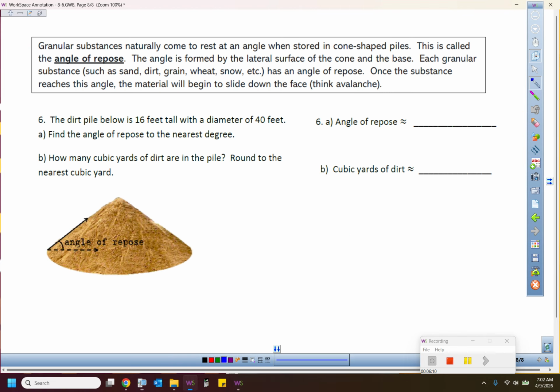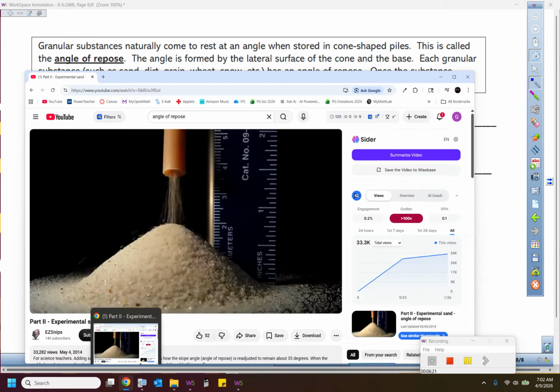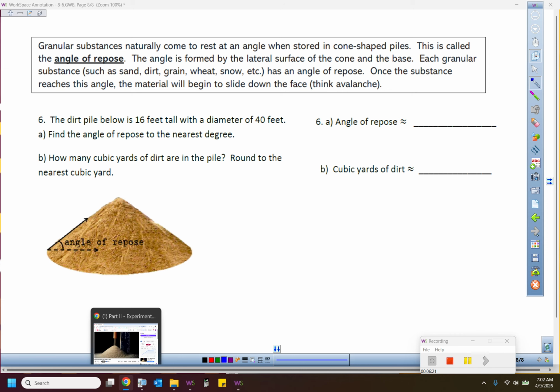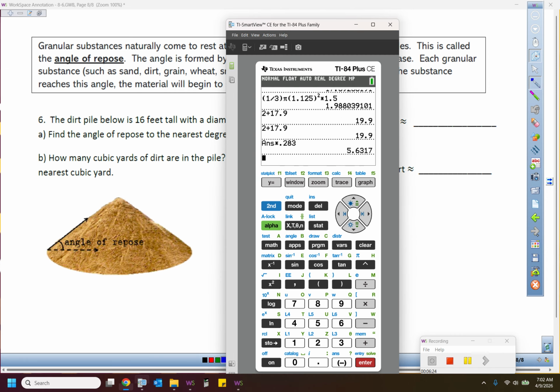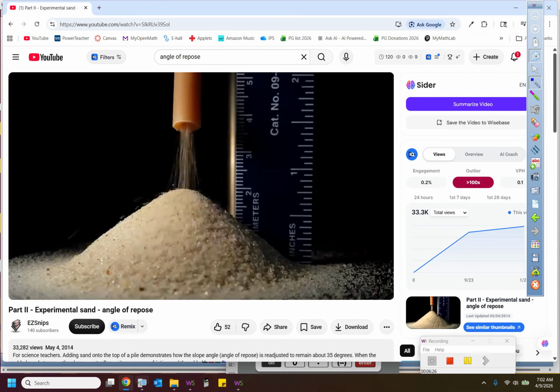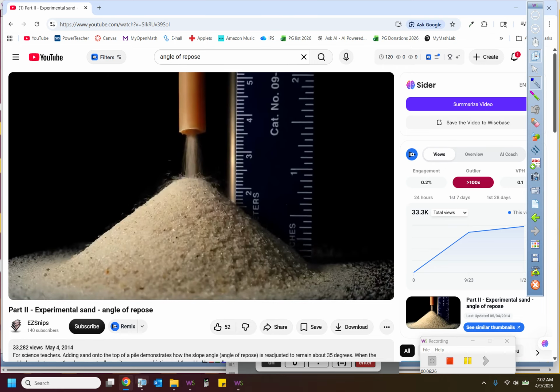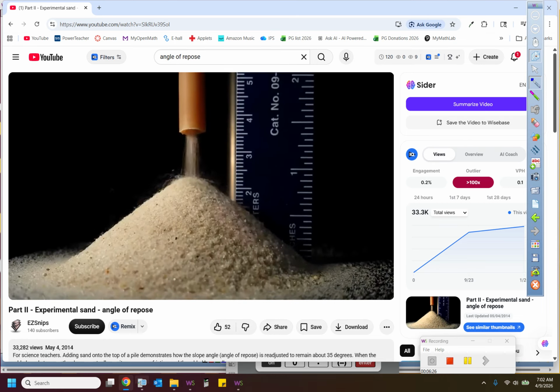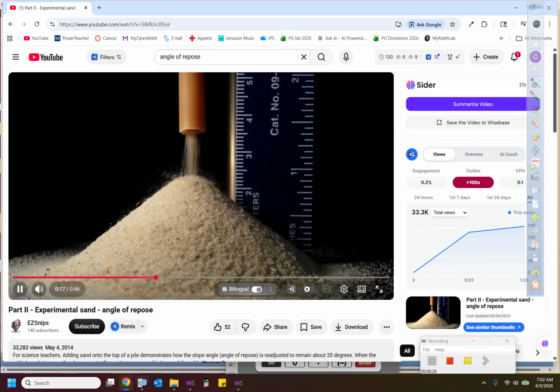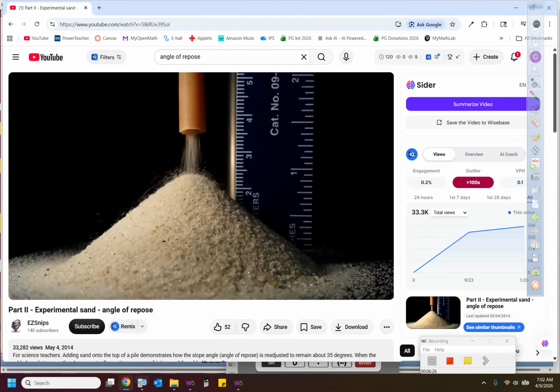And then the last one of the day is called the angle of repose. I got a little video here, very short, of what the angle of repose is. If we had some sort of granular substance, be it dirt or rocks or sand or anything like that, and there's no sound in this video, so I'm just going to talk while it plays. You see how when they're pouring sand straight down onto this pile, the angle basically stays the same.